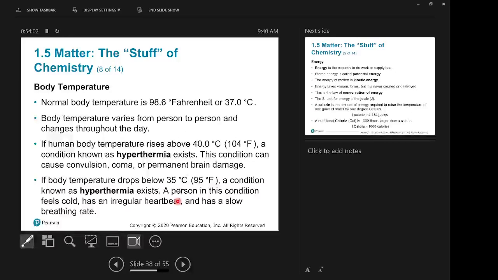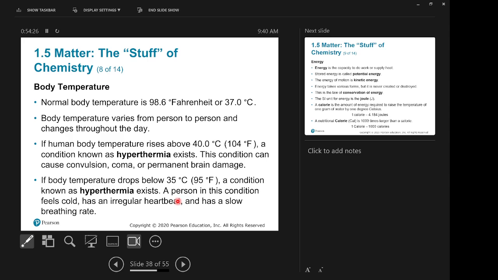Body temperature. The normal body temperature is 98.6 degrees Fahrenheit or 37 degrees Celsius. Note that you can have some wiggle room in your body temperature. Really, as long as it's below 100 degrees, you're going to be mostly okay. At 99 degrees, you're starting to see some effects, but not much.